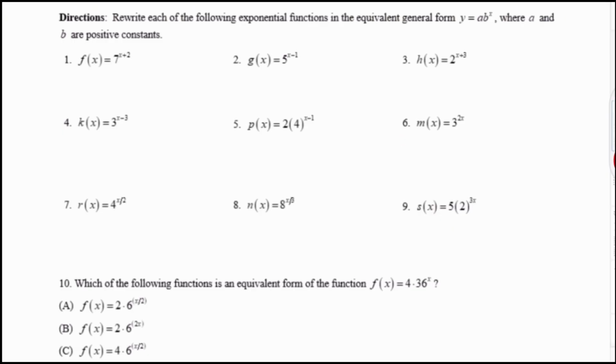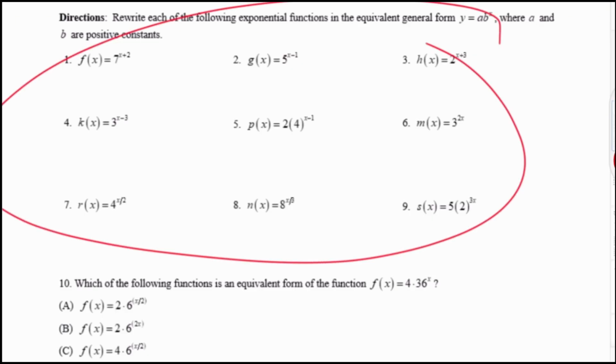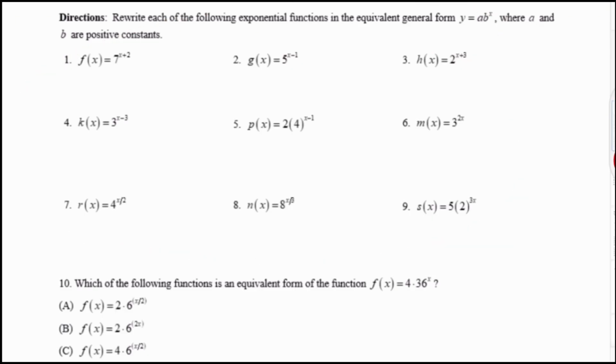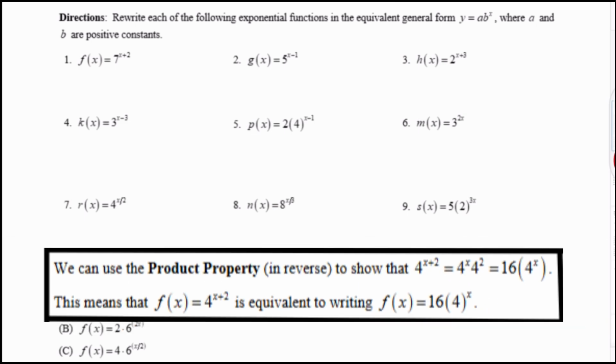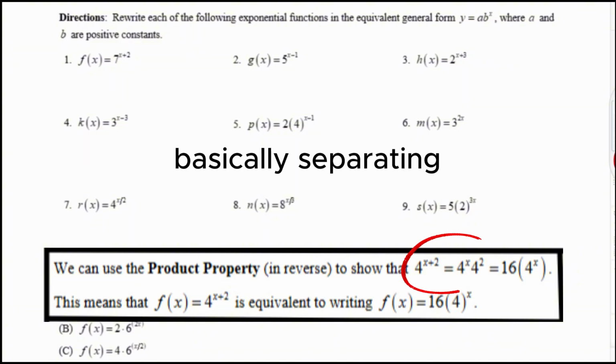So, let's go through this first part. They're all kind of the same, where we're just doing the same thing. We're basically changing this into the exponential form of the equation. So we're given this format, and with that, we want to use the product property to simplify or change it back into its original form. So the product property is basically just splitting up, I could say.